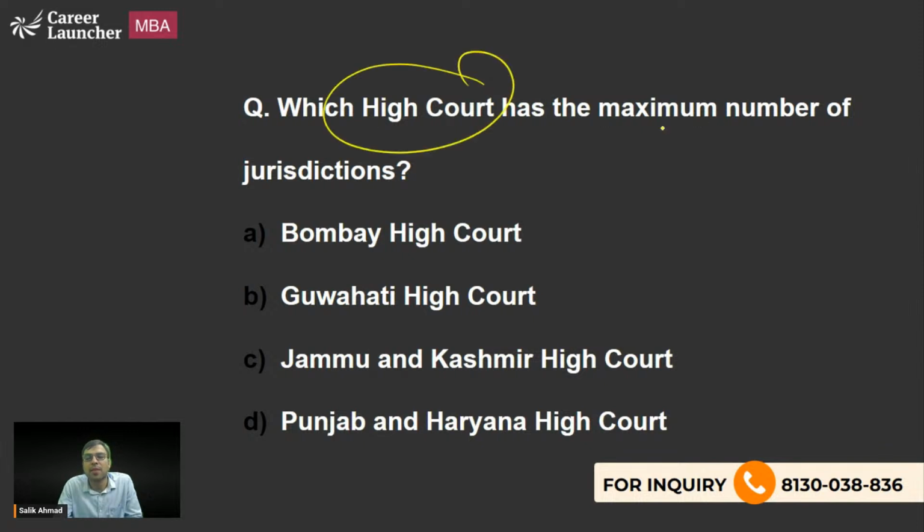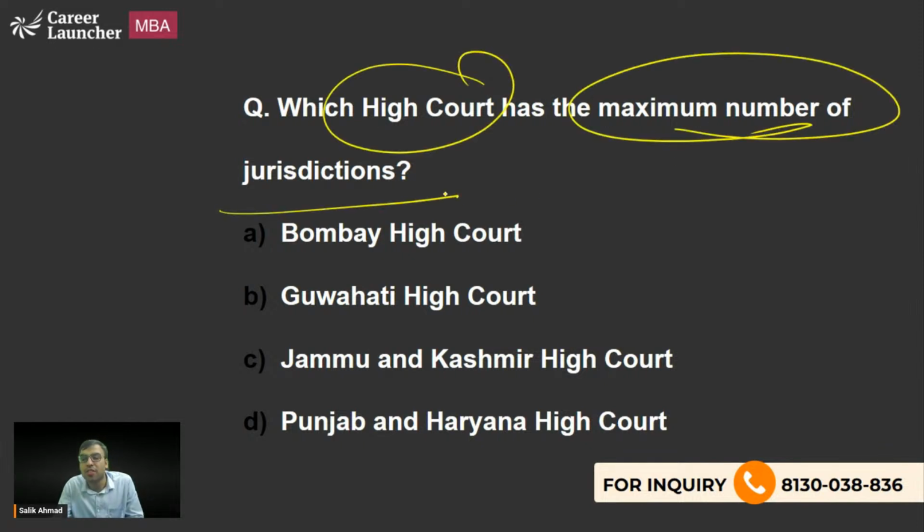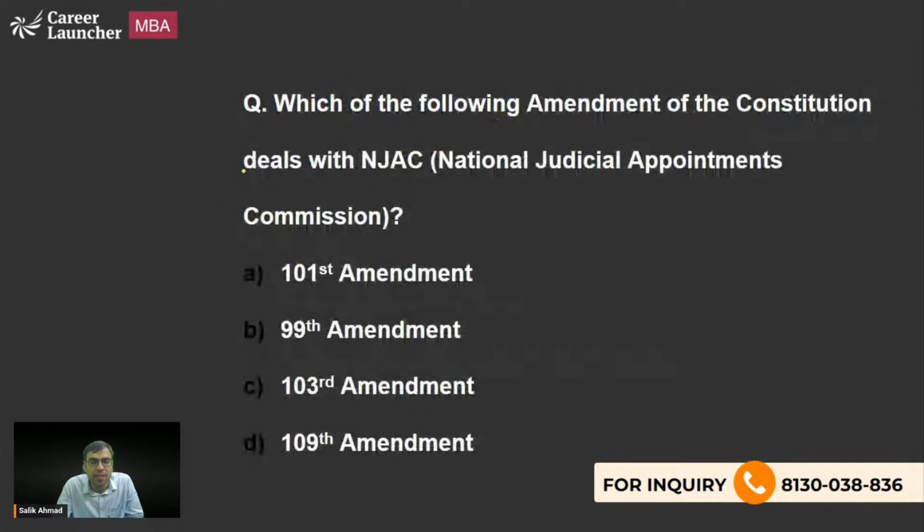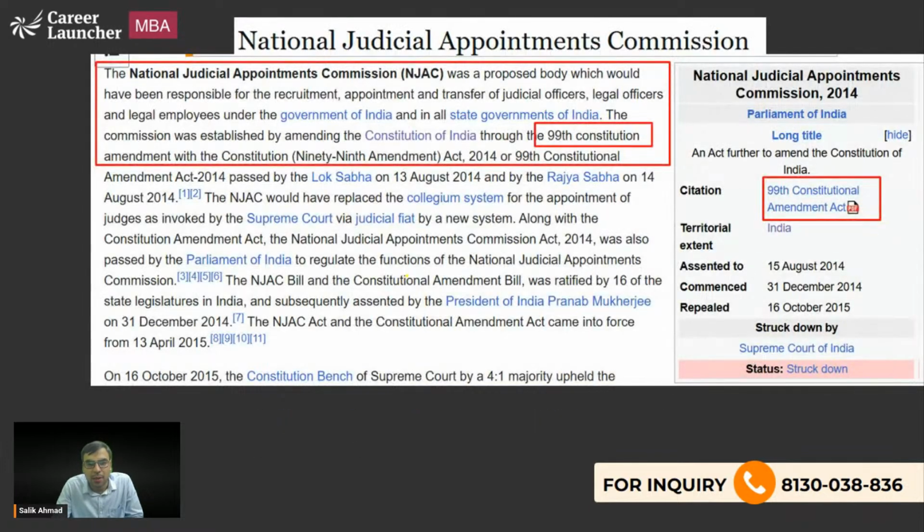Which high court has the maximum jurisdiction, meaning it covers the maximum number of states? The answer is Guwahati High Court in Assam. Guwahati is a place in Assam. So B is the right answer. Just have an idea about it.